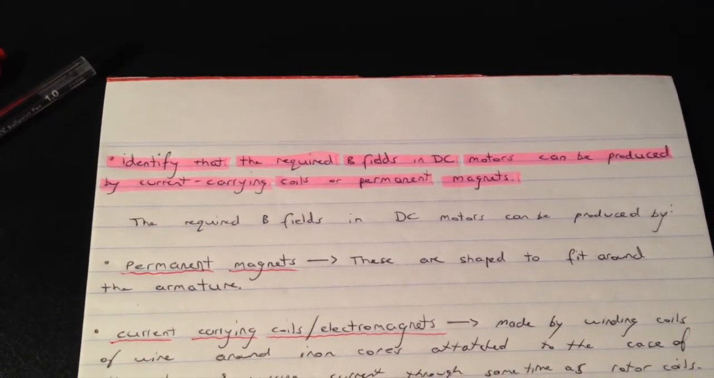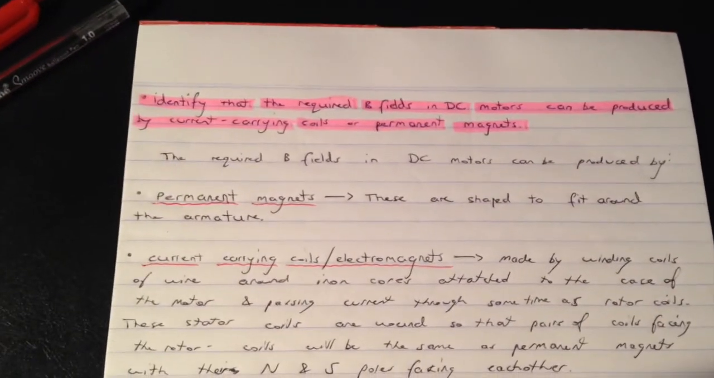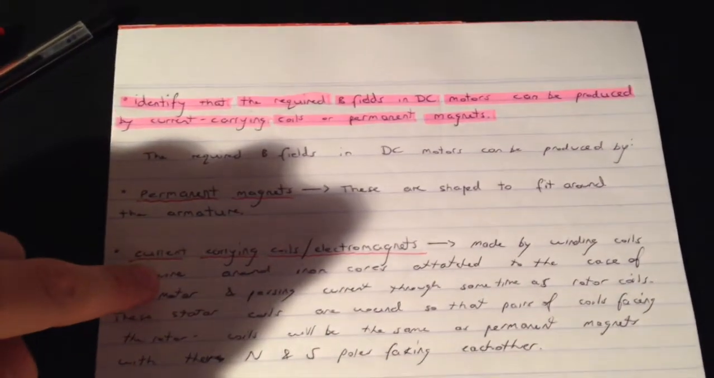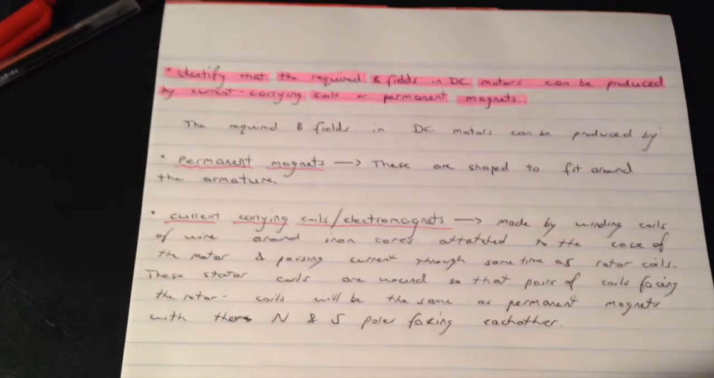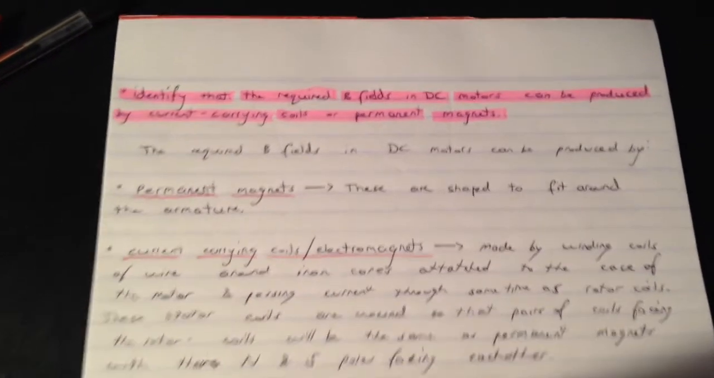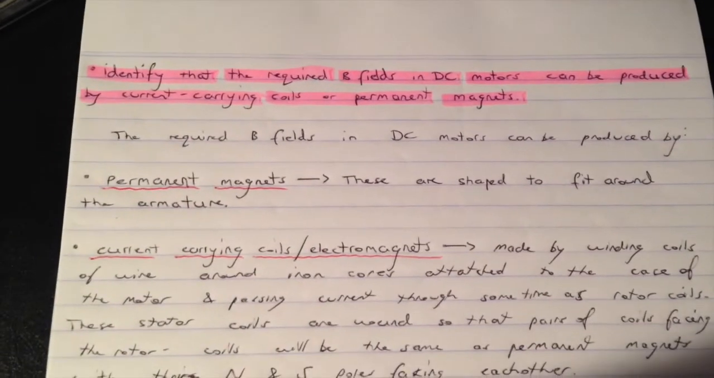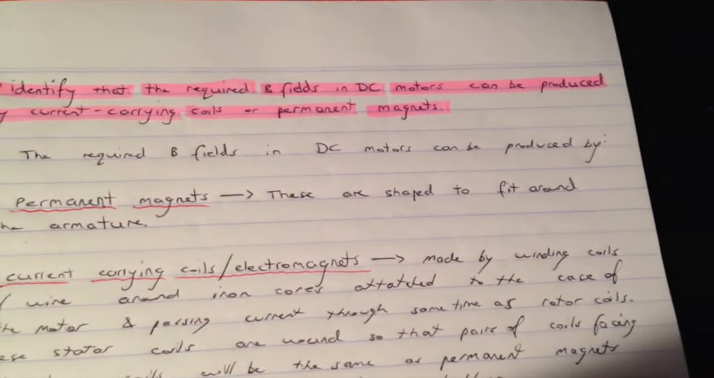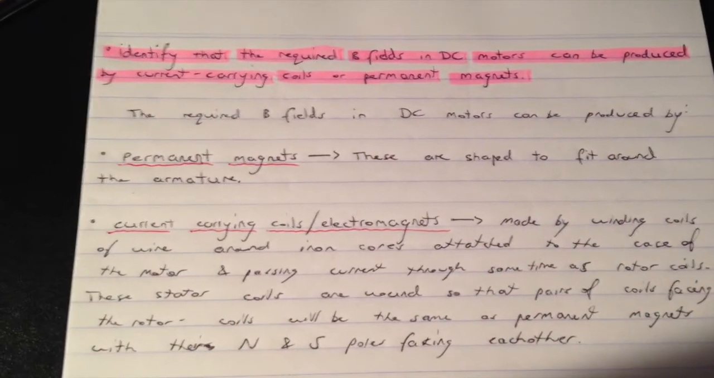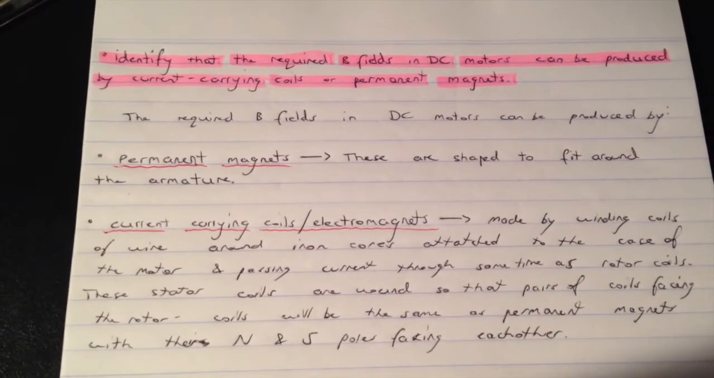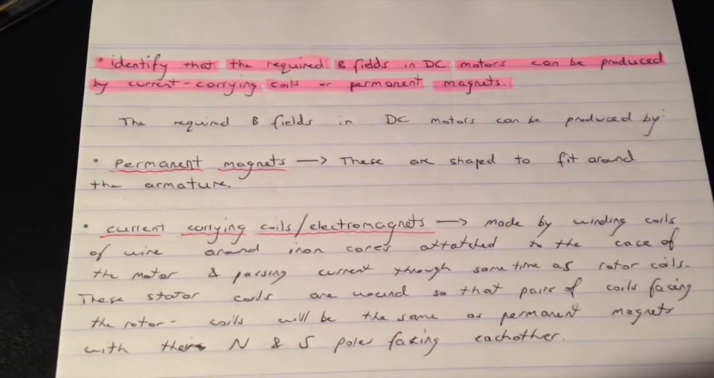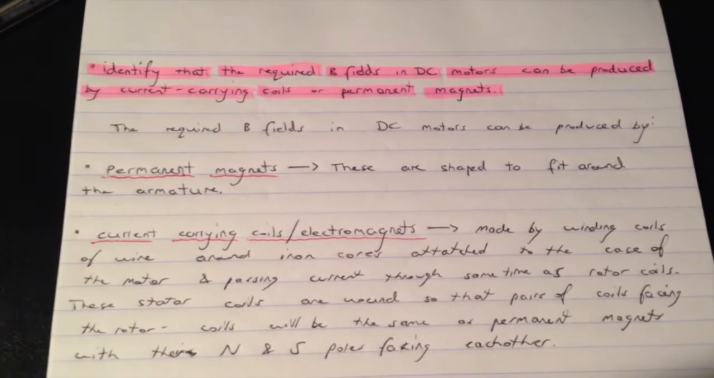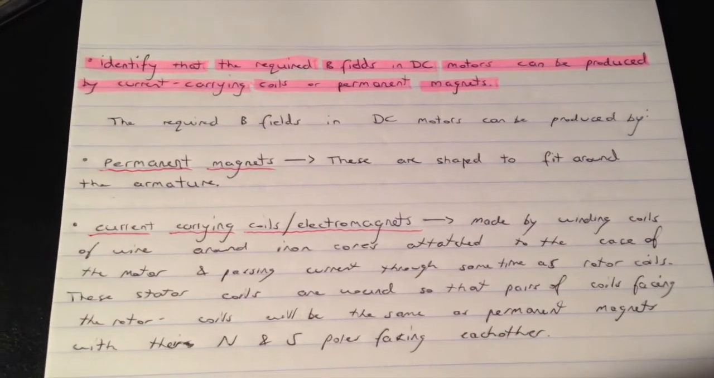So identify that these magnetic fields in this DC motor can be produced by either permanent magnets, so in red here, or current carrying coils or electromagnets. And this is with help from the sources, they had similar things. So I've just said the required B fields in DC motors can be produced by permanent magnets and current carrying coils. So I've literally just almost restated exactly what the dot point said, but in this case that's as simple as it needed to be.